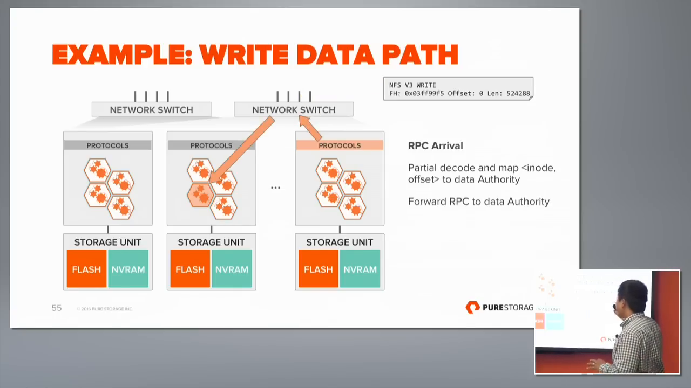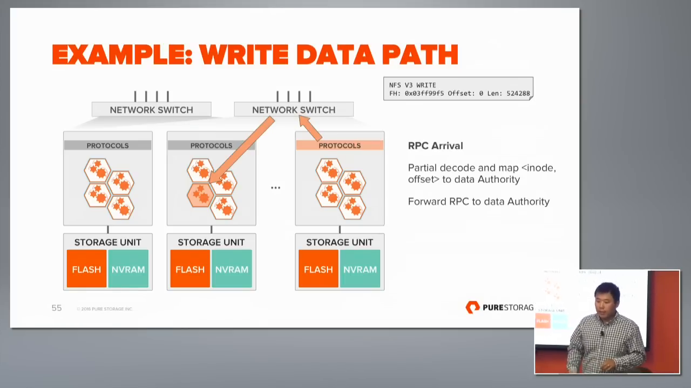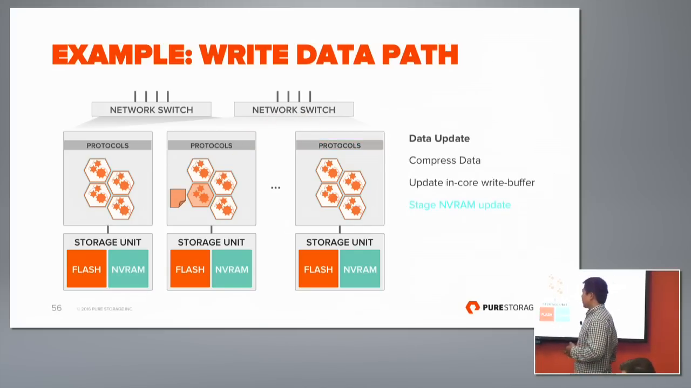And once we've identified which partition or authority needs to handle that write, we'll forward the RPC over to that authority. And from this point on, that authority can independently retire that operation, take that write, encode it, and so on and so forth, and commit it to persistent store.